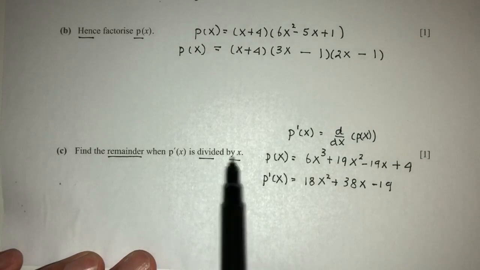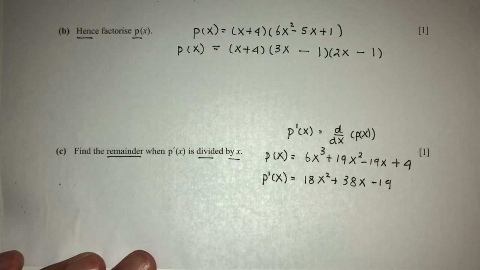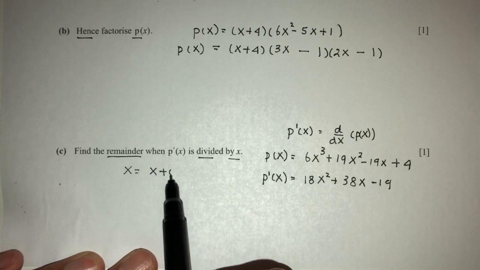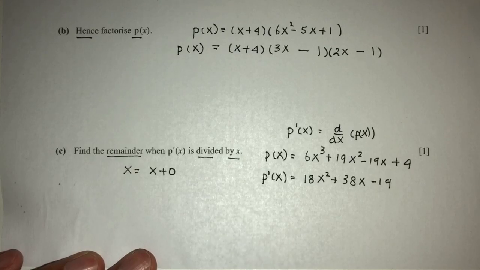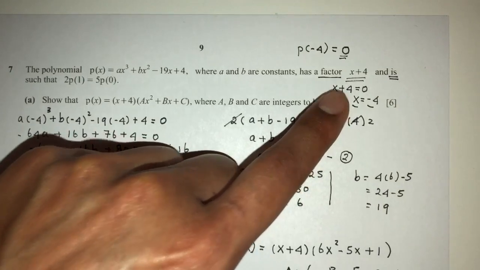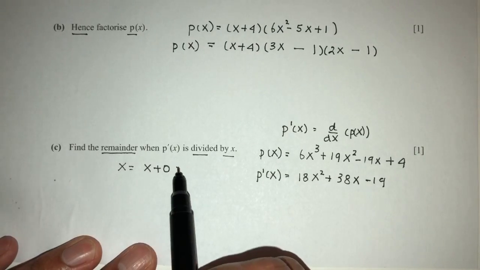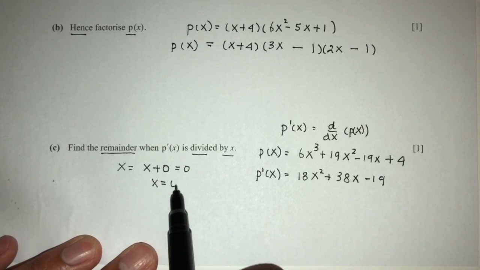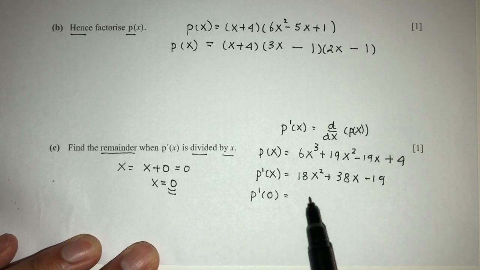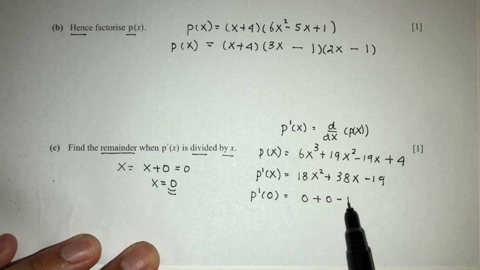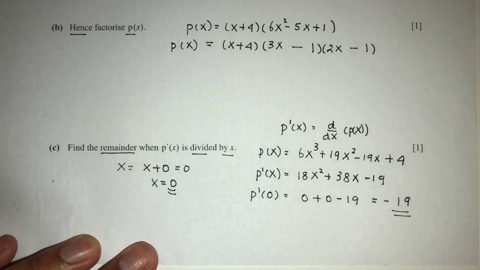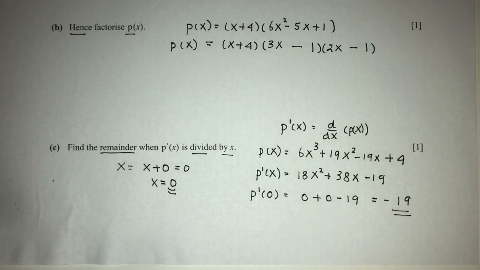Now, when you divide by x, what is exactly x, right? x is x plus 0. Now you want to find the value of x to divide with. Just like this, right? We have to find the value of x, so we have to equate that to 0. So x is 0. So replace the value here, and p prime of 0 will be 0 plus 0 minus 19. So your answer will be minus 19 as the remainder for this division. So this is your question number 7.